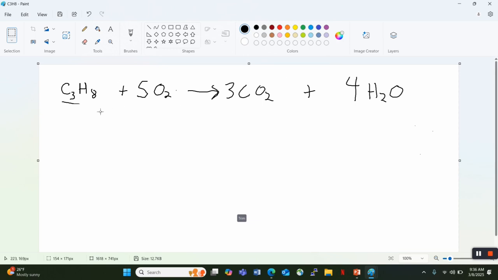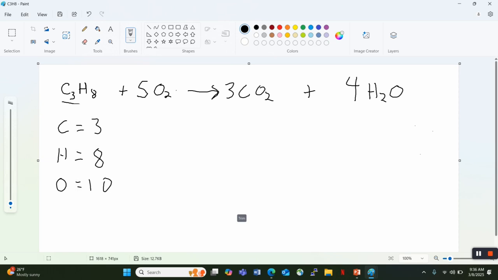So if we were to do a mass balance on the left and right hand sides of our equations, we would say carbon, hydrogen, oxygen. We have 3 carbons, we have 8 hydrogens, we have 10 oxygens. Look at the right-hand side of our equation. We have, again, 3 carbons, we have 8 hydrogens, and we have 3 times 2, 6, and 4 times 1, 4, 10 oxygens. So this equation has been properly balanced.